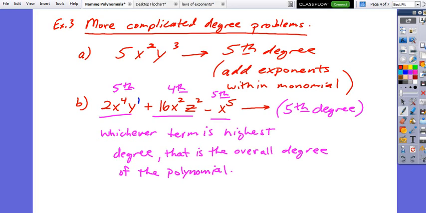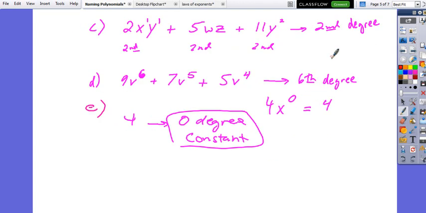Now here are some other examples. Just quickly jot them down so that you can have this in your notes. 2x to the first, y to the first, plus 5wz plus 11y squared. This is going to be second degree. All of these terms are second degree. Therefore, the whole thing is second degree. The overall degree is second degree.